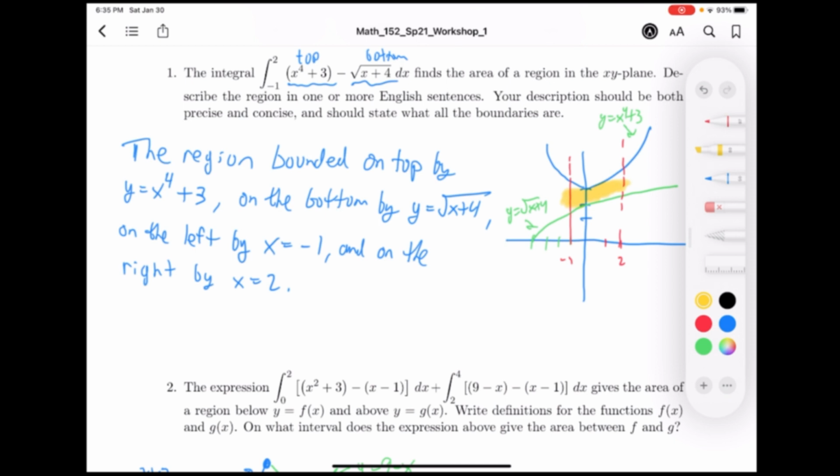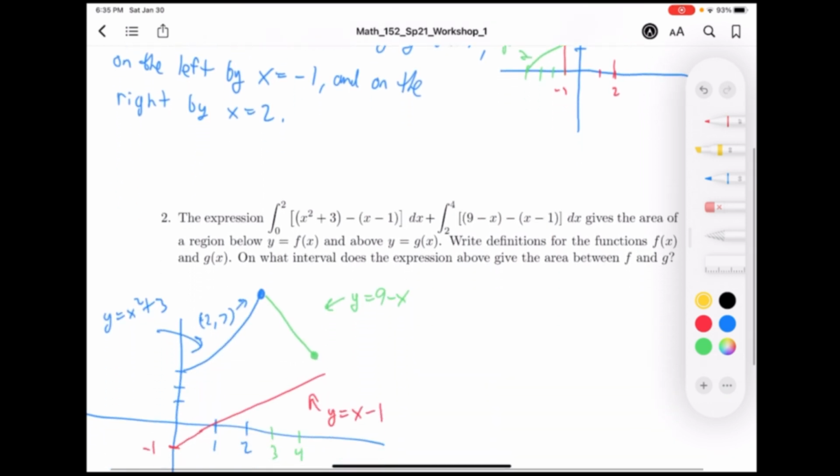The key here is that if I had somehow done this in the y direction and described the same region, you should get the same answer. In other words, this is a region independent of the fact that I've set up an integral to do it. You should be able to actually read the description of a region off of the integral. All right, so next question.